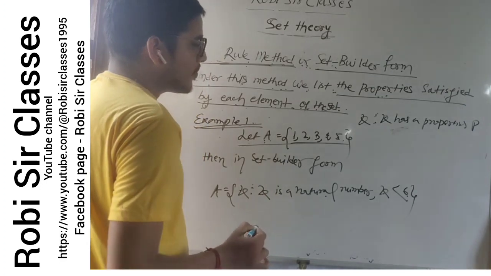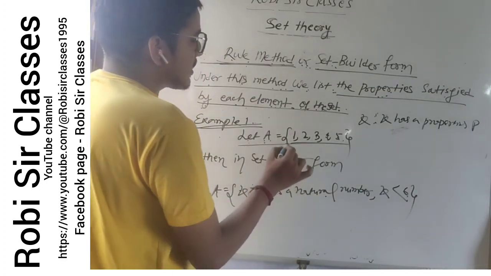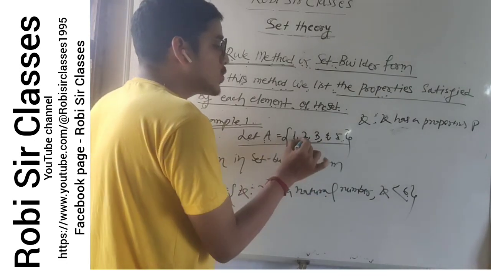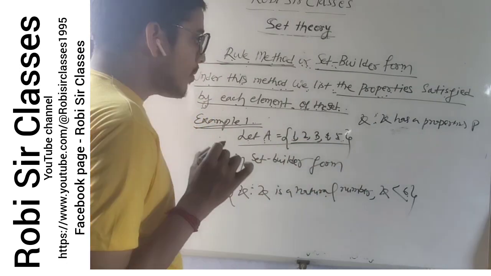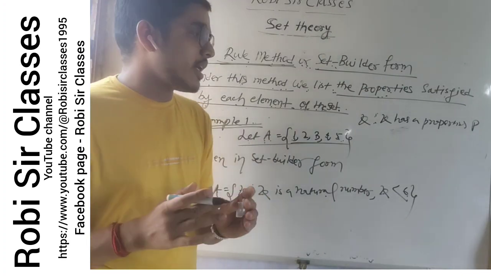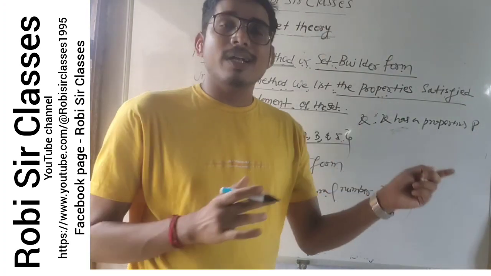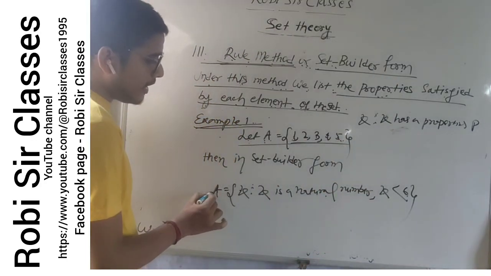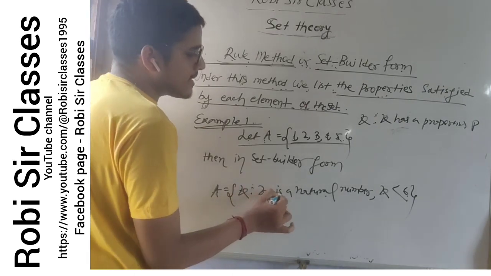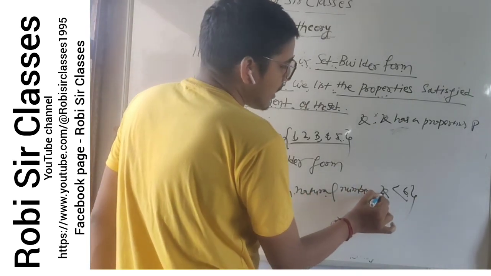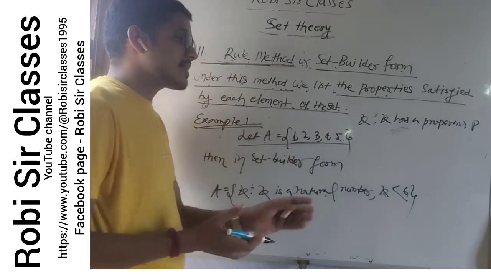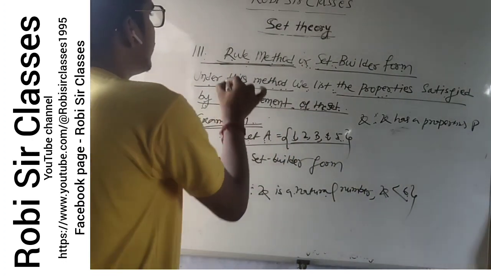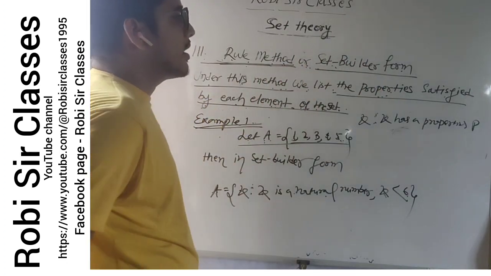According to this question, you can understand that these given elements or members are natural numbers, that is 1, 2, 3, 4, 5. But you have to understand natural numbers up to what? Less than 6. So finally you can write set A equal to x such that x is a natural number, comma, x is less than 6. In this way you can write the rule method or set builder form.